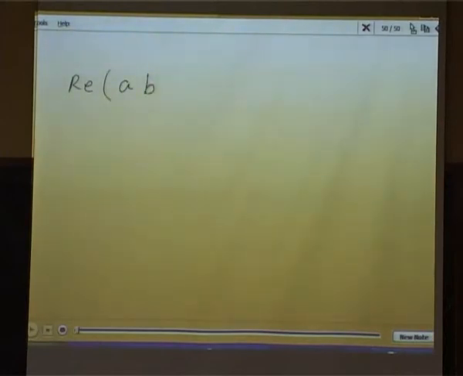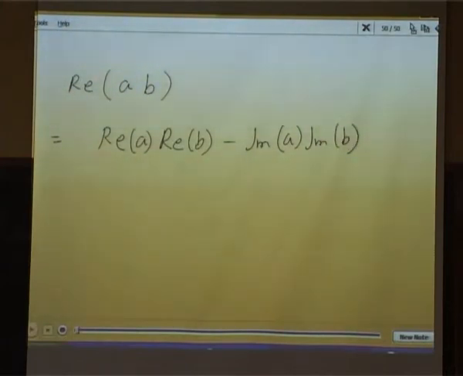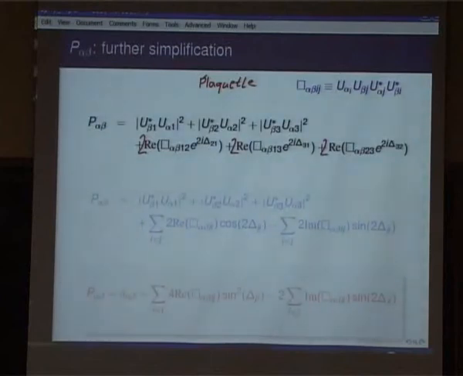A times B when A and B are complex numbers. So then, you agree with me, the real part of A times B is real part of A, real part of B, minus imaginary part of A, imaginary part of B. So therefore, if I have two complex numbers, this is how I take the real part of them. So I go back and look at this term. I should be able to write it as real part of bracket, real part of phase, minus imaginary part of bracket, imaginary part of phase.